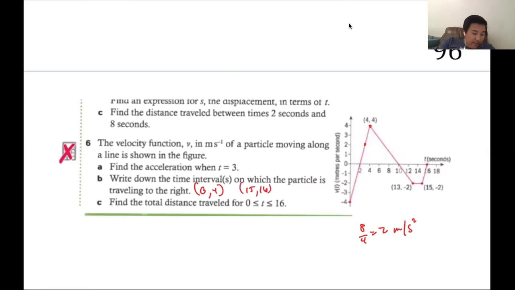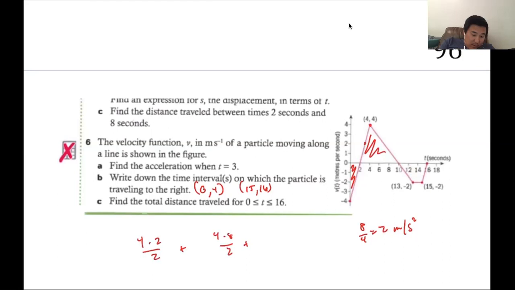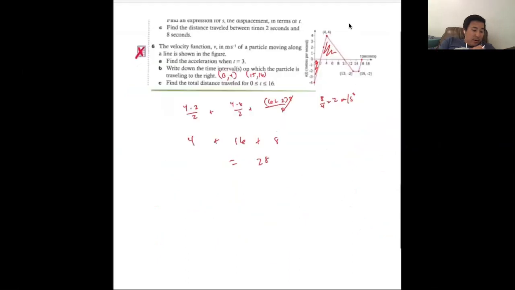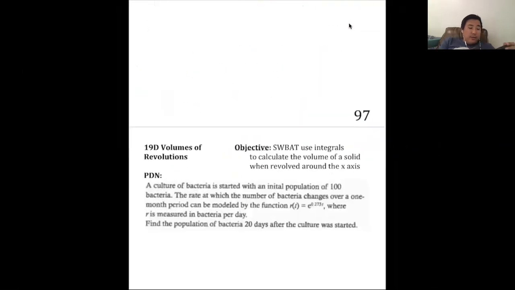And the total distance traveled. So you want to find the area of this, plus the area of this, plus the area of this. So that's 4 times 2 over 2 plus 4 times 8 over 2 plus 6 plus 2 over 2 times height. So 4 plus 16 plus 8, 28. And we're going to stop here and save volumes and revisions for next week.